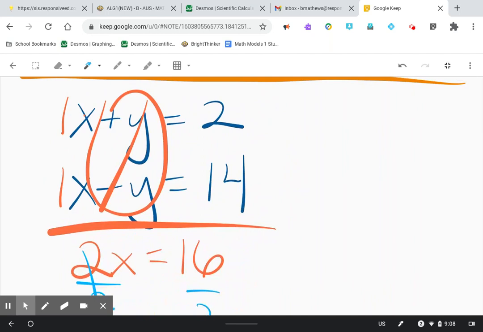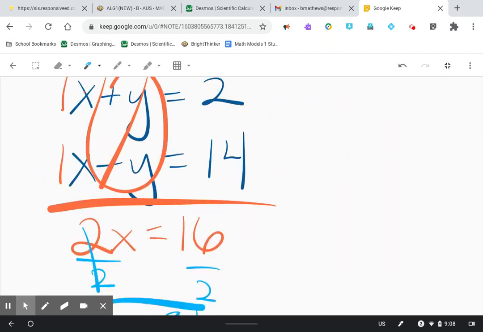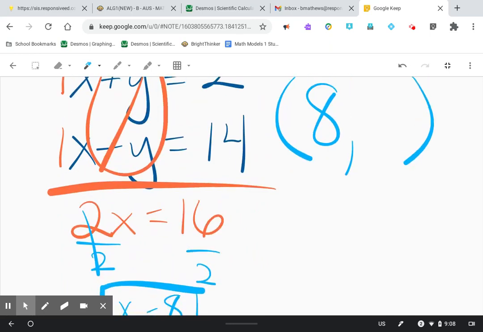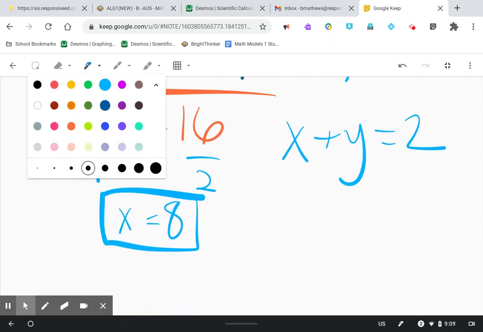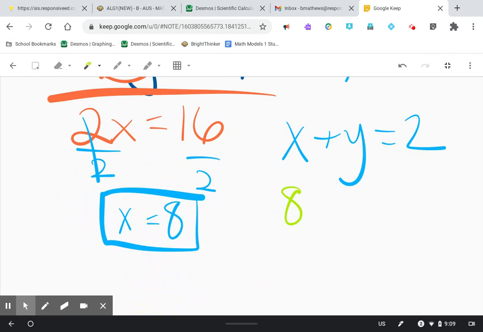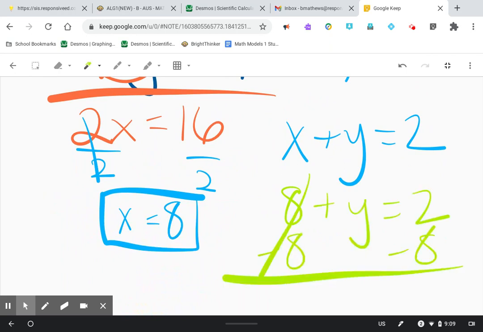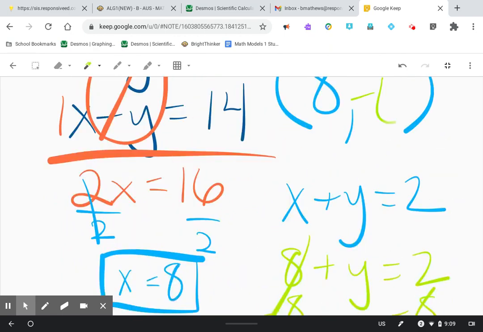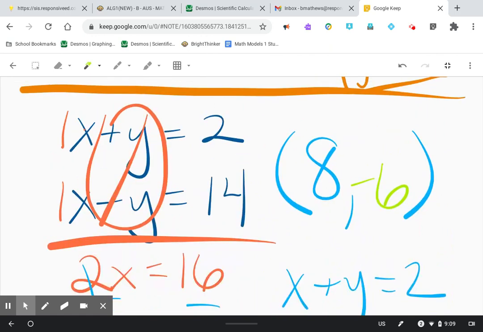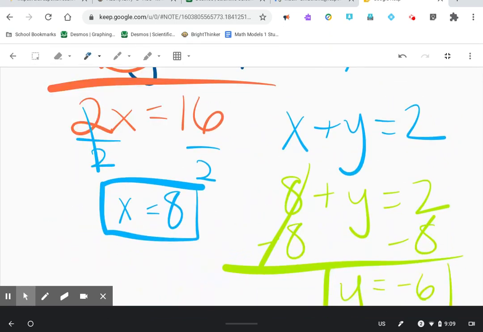Again, now I'm ready to go back into the original problem. I'm going to first write down the first part of my answer, which is x is equal to 8. And I take that and plug it in, and I'll use x plus y equals 2, and I'll plug 8 in for x. So 8 plus y equals 2. Subtract 8 from both sides. That goes away, leaving me with y equals negative 6. So you can see when they're set up for you, it's pretty simple. Now there are situations where these are not going to be set up for you. So let's look at one of those.